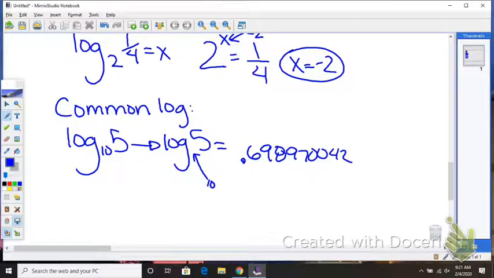0.698970004. Lovely. Okay. Part of this is going to be evaluating common logs in your calculator. Are we good with log and exponent evaluating? Okay, that's the first part. And then the second part is graphing.